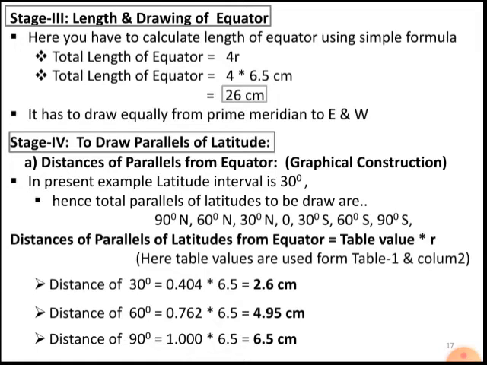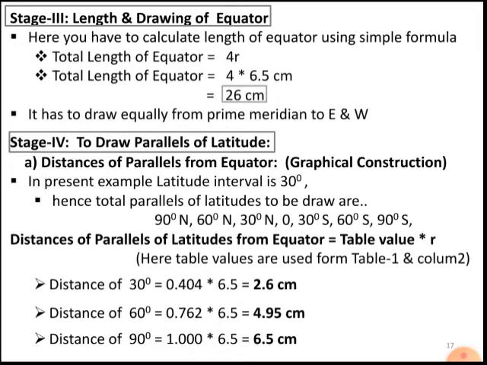0.404. Now 0.404 is what? It is a table value. Okay, keep in mind it is for the respective latitude. Multiply by 6.5, which is the radius of the basic circle. So we got an answer of 2.6 centimeters.